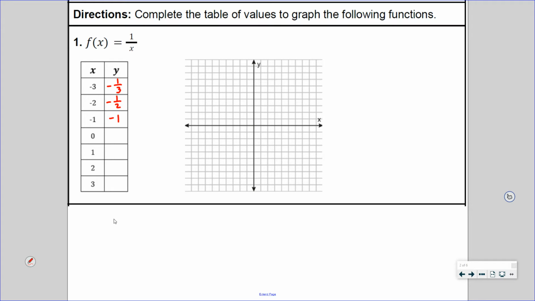Okay. So here's what you noticed. We can't divide by 0, right? So there's something going on there. We'll talk about it.